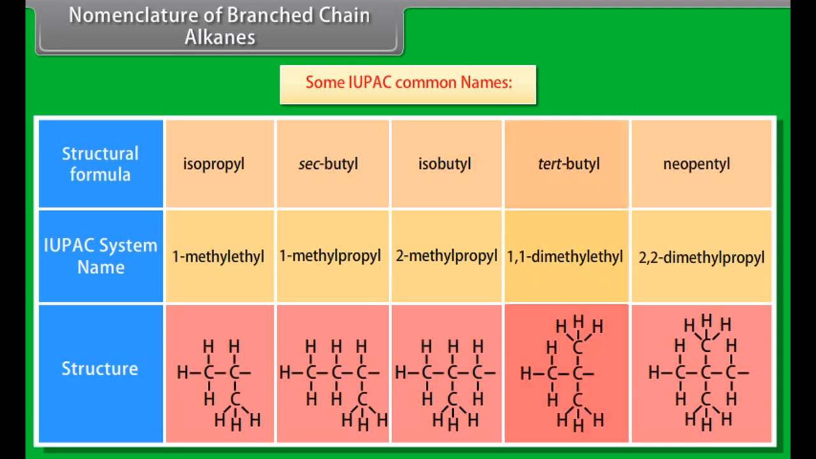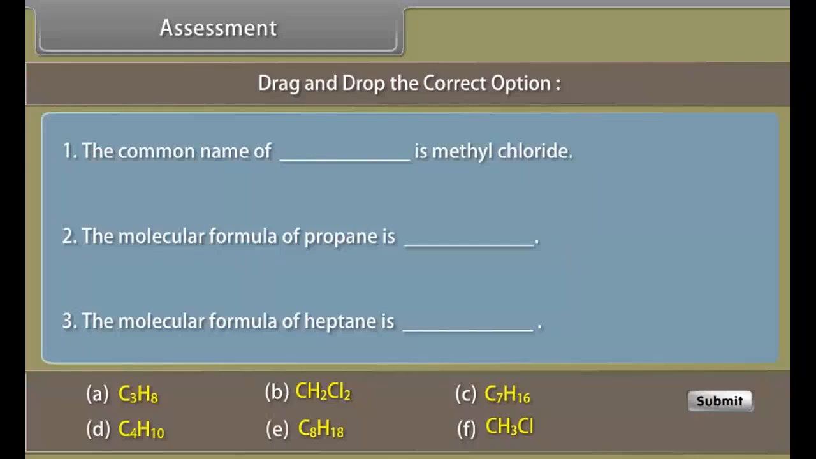Common name is tert-butyl, its IUPAC name is 1,1-dimethyl ethyl, and its structure is this. Common name is neopentyl, its IUPAC name is 2,2-dimethyl propyl, and its structure is this. Assessment.